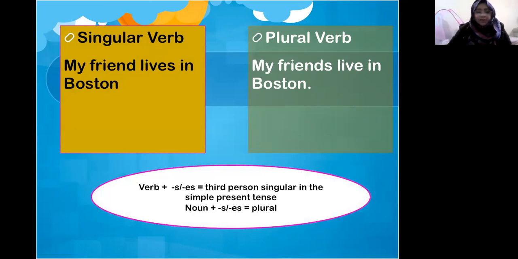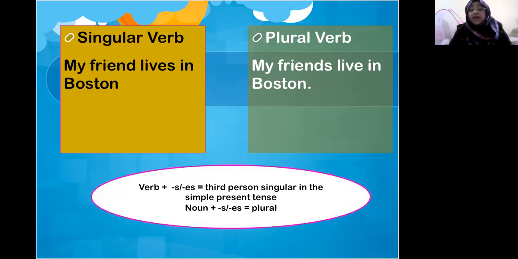Yeah, the same thing has been explained here. Verb plus S or ES means third person singular in the simple present tense, and noun plus S or ES means plural. When we talk about a noun, a noun is the name of any entity, right? So we can make it plural by adding S or ES.